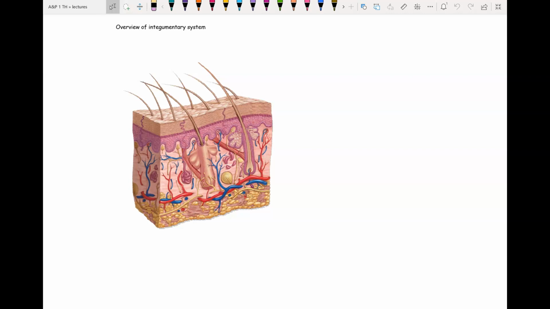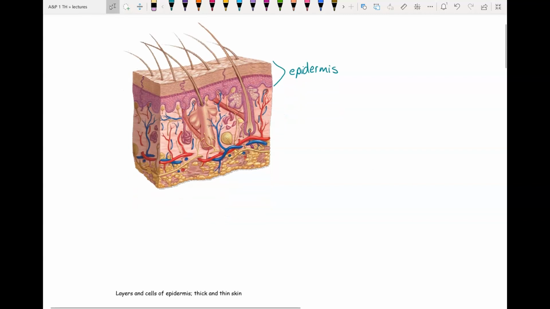We're going to begin learning about the integumentary system by looking at the basic parts. So here is a cross-section of a typical area of skin. You have up at the top here the epidermis. So we can label it in the picture and then go write a little more information below.